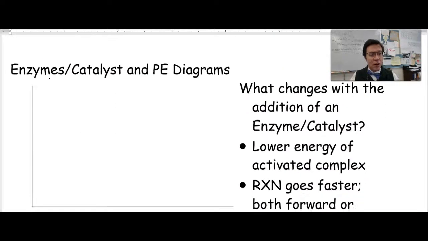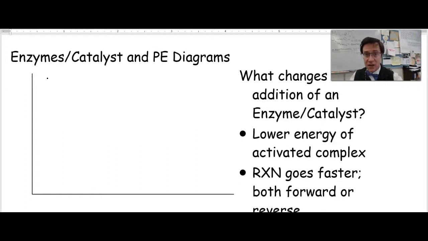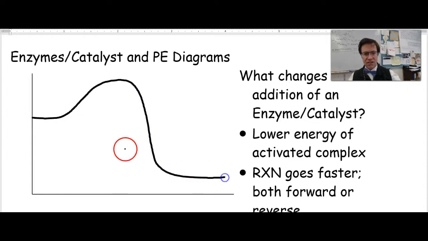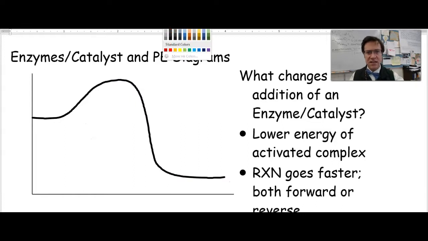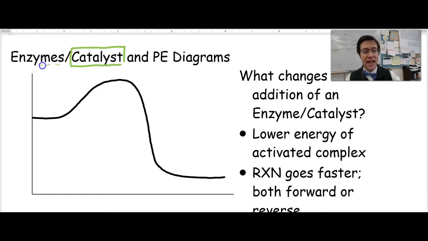So I also want to talk about enzymes and catalysts in potential energy diagrams. So here's a really quick exothermic potential energy diagram, as generic as I can make it. However, if we add an enzyme or a catalyst, in chemistry we call it a catalyst. In biology it's called an enzyme, because an enzyme is a catalyst specifically for biological processes. In chemistry we cover everything, so catalyst covers everything.